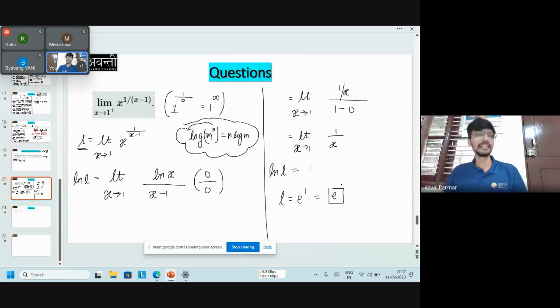If the form is a power indeterminate form, we take log on both the sides. We use this property of log and then convert the indeterminate form into 0 upon 0 and then use the L'Hôpital rule. Chalo, let's see one more last question and then we'll move on to the next interesting chapter, which is continuity.